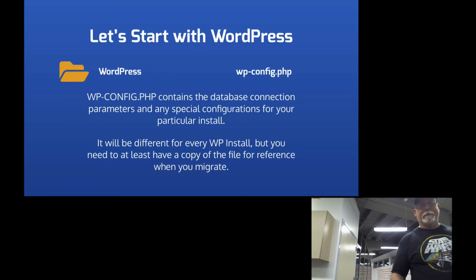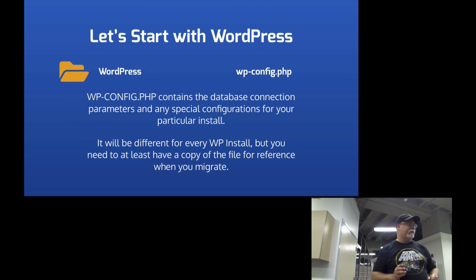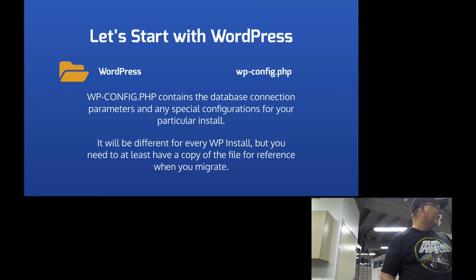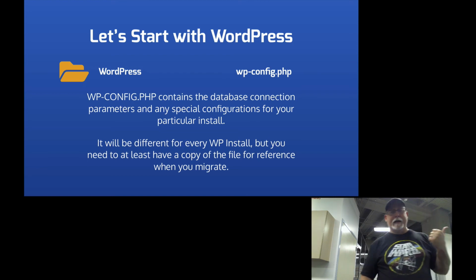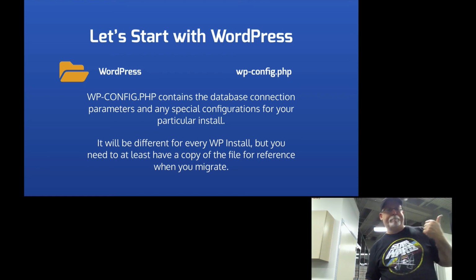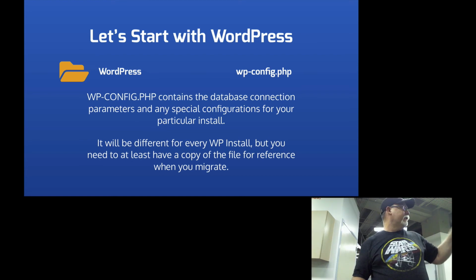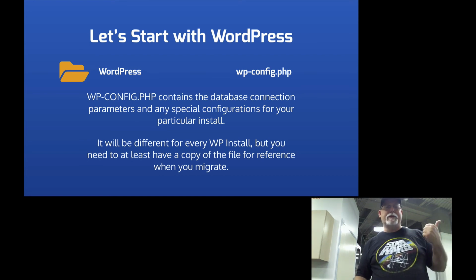Let's start with WordPress. The WordPress general configuration file, the one that actually loads it, is wherever you have WordPress installed, in that wp-config.php file. That includes information to connect to the database. It also includes information that might be particular to your specific install. It'll be different for every single WordPress install, but you need to at least have a copy of that file before you migrate.